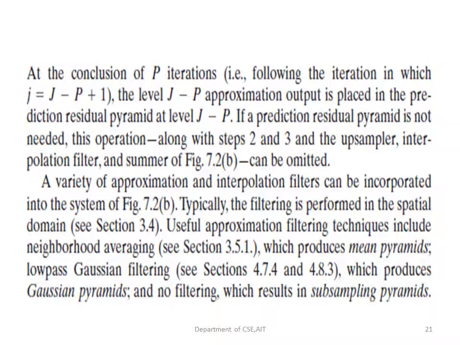So now we have two types of pyramids. The first one is the approximation pyramid and the second one is the prediction residual pyramid. When we complete P iterations, that means we start from small j equal to capital J and go up till small j equal to capital J minus capital P plus 1. Then the level J minus P approximation output is going to be placed in the prediction residual pyramid, which is also at the level J minus P.